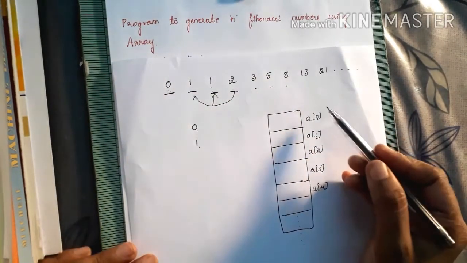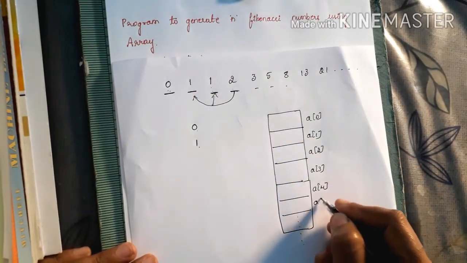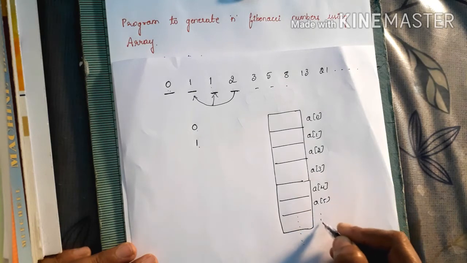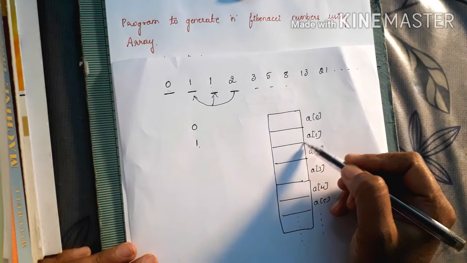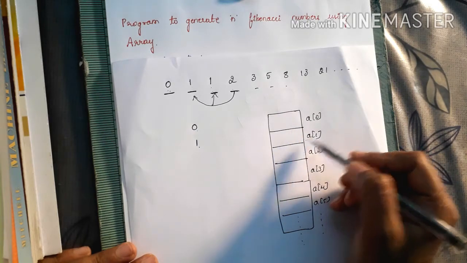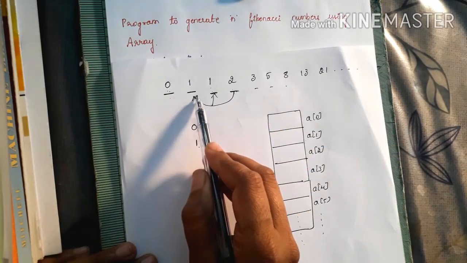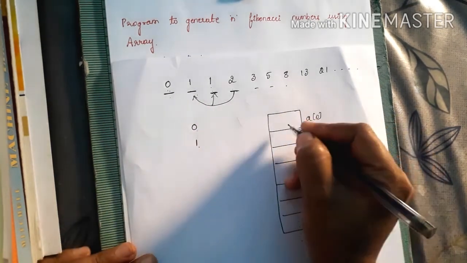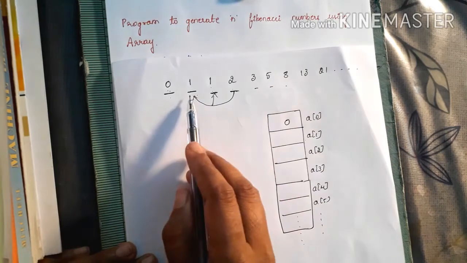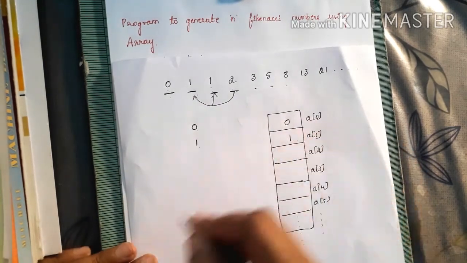So for that, I have taken an array A and I have initialized the first two terms of the array. The first two terms of the array is nothing but the first two terms of the Fibonacci series. That is, the first term 0 is copied to A of 0 and the second term 1 is copied to A of 1.